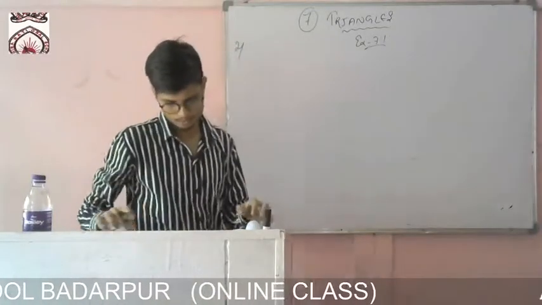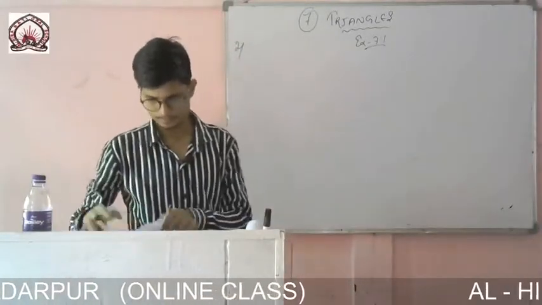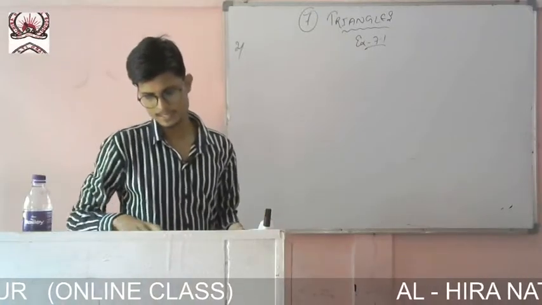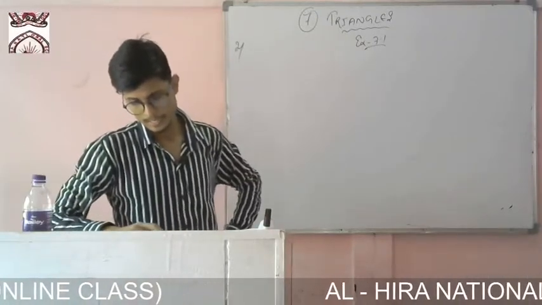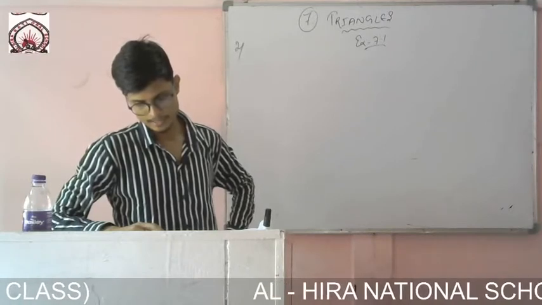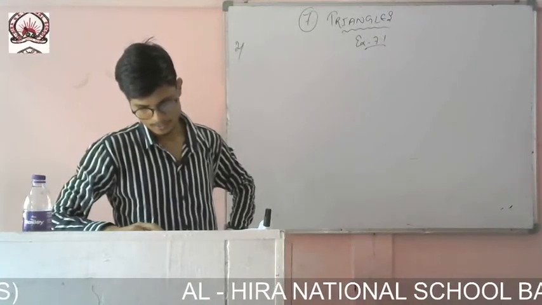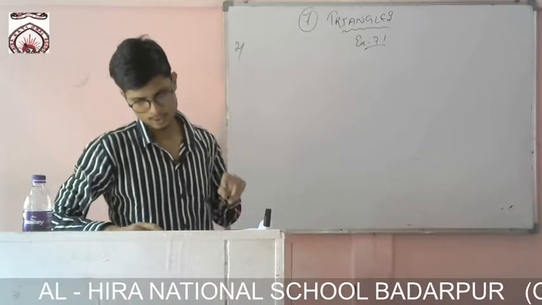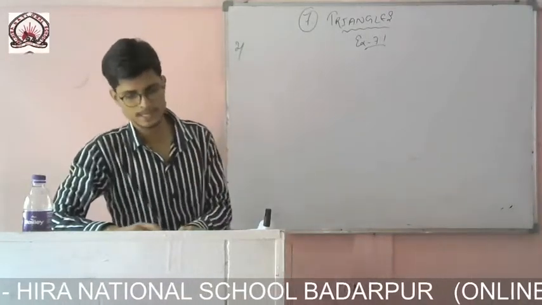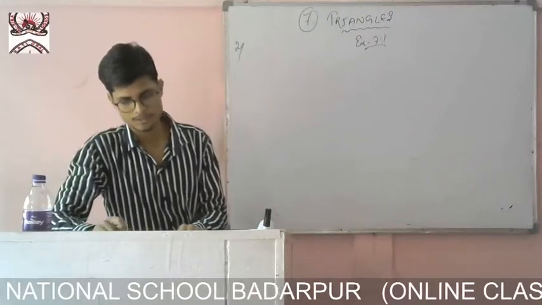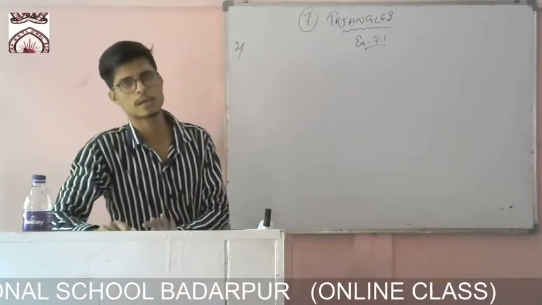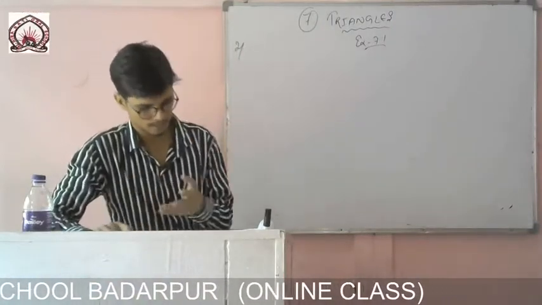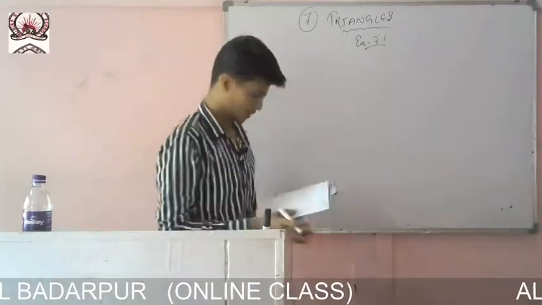Question number 2. What is given here? ABCD is a quadrilateral in which AD equals BC and angle DAB equals angle CBA. Prove that: first, you have to prove that these two triangles are congruent, then show that these two sides are equal, then show that these two angles are equal. So three questions are given, and we'll solve one by one.